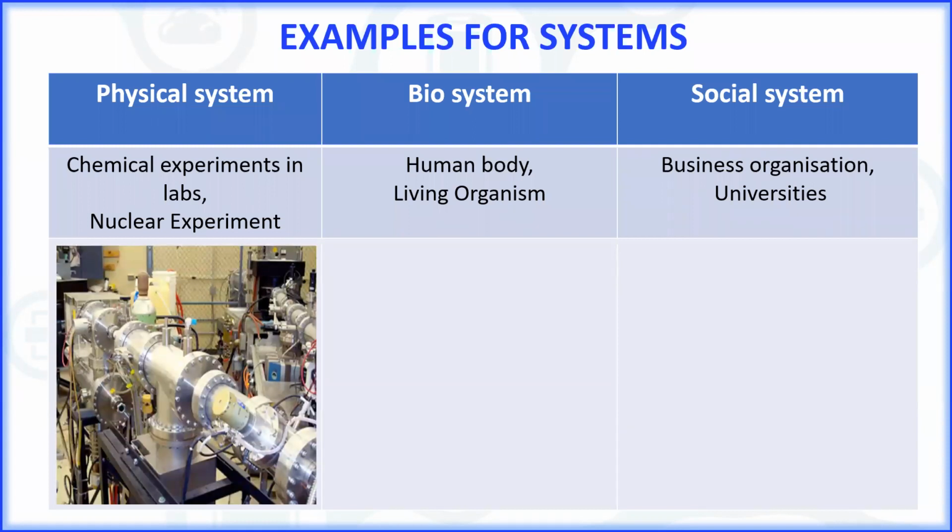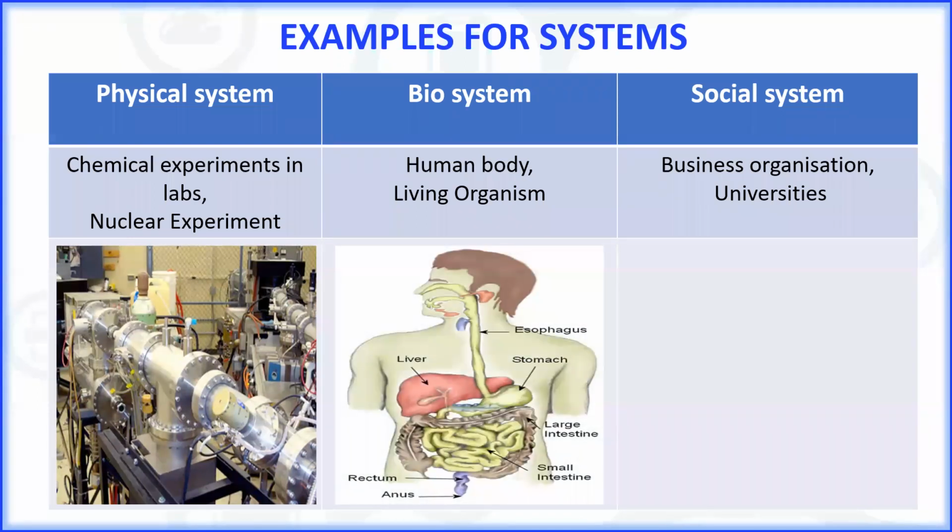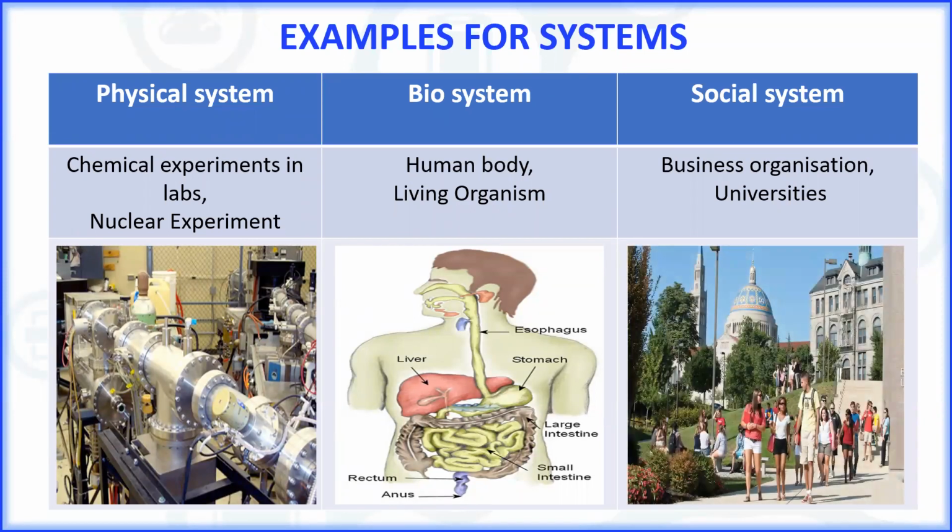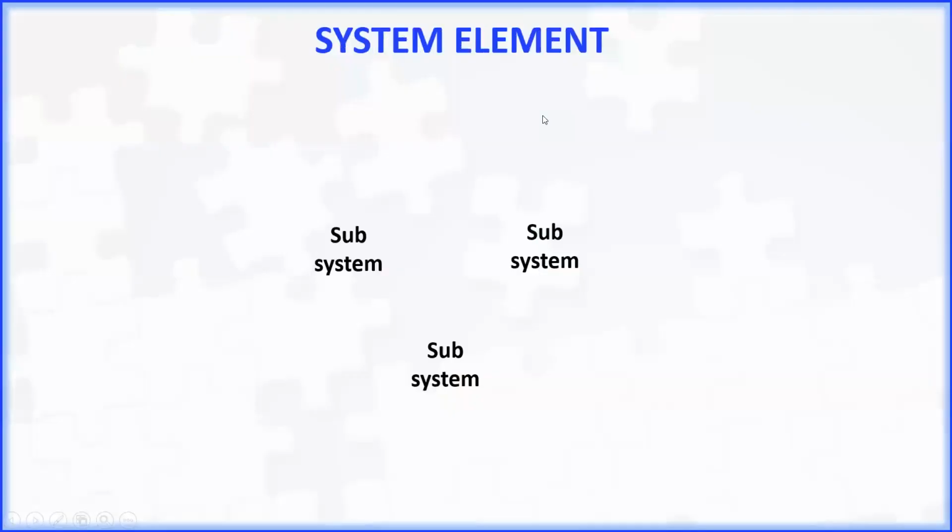Here, look at some pictures. This one is a physical system carried out in a closed location within a room or building. This picture is of the human body, inside the human body. That's called a biosystem. This is a social system. Mostly people are engaged with the social system, but biosystems and physical systems are rarely found with people. We mostly consider the social system. Right, that's about examples. Then we'll see the system elements.